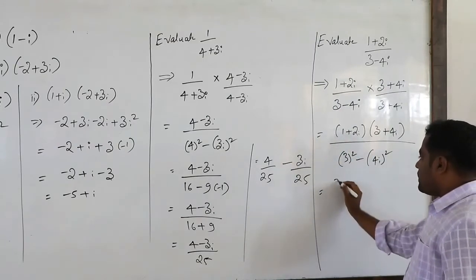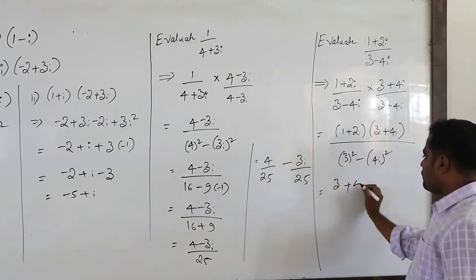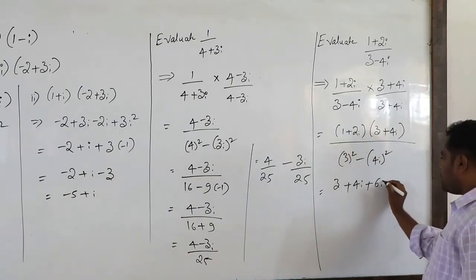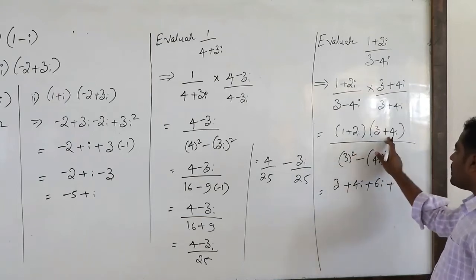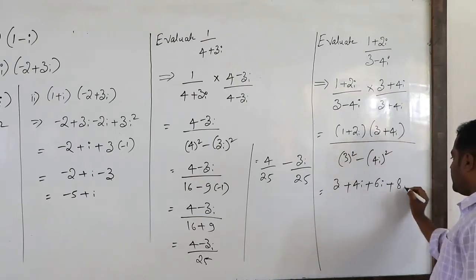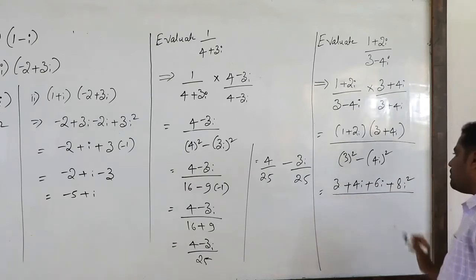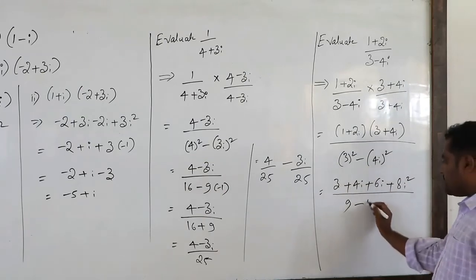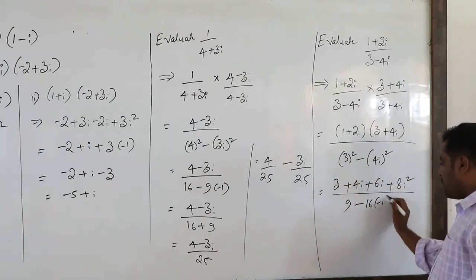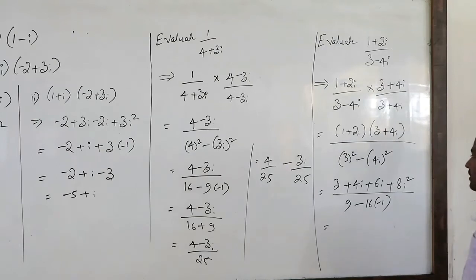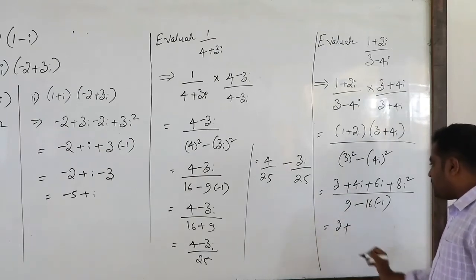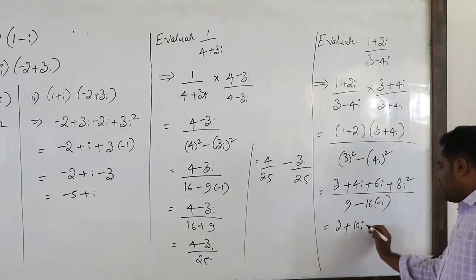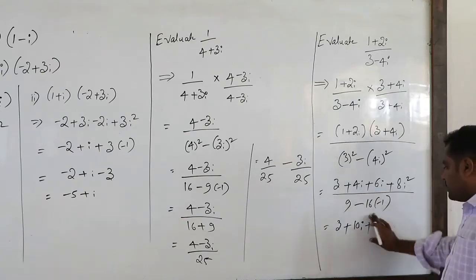1 into 3, 3, plus 1 into 4, 4 times i. Next, 2 into 3, 6, 6 times i. Plus 2 into 4, 8, i into i, 8 i square. Whole divided by 3 square value 9 minus 4 square value 16. i square value minus 1. 3 as it is, plus 6 plus 4, 10. 10 into i square value minus 1. Here minus of 8.